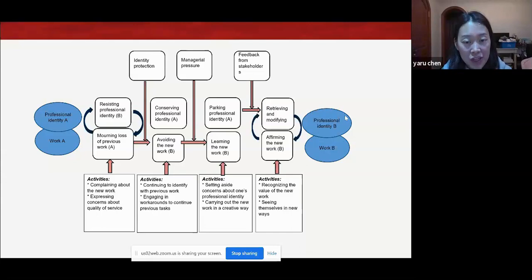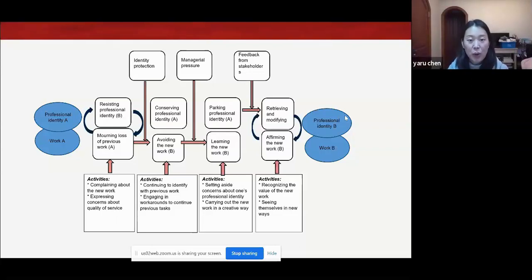Then the managerial pressure made them to move on, to move a little bit forward. And then once they learn the new way of working and the feedback from stakeholders, in our case, the patient, the clients, help them to actually reaffirm the new work and retrieve and modify the professional identity they held before to a new professional identity, which is the professional identity B. So these are the main parts of the study.